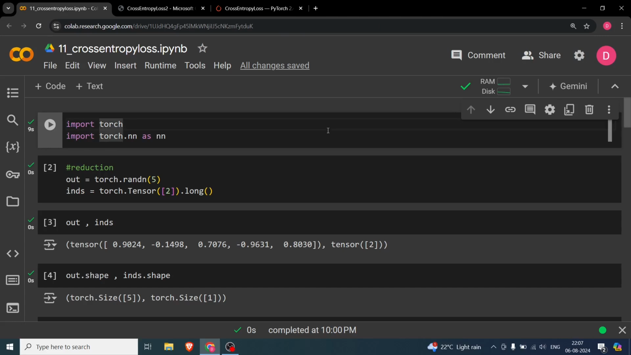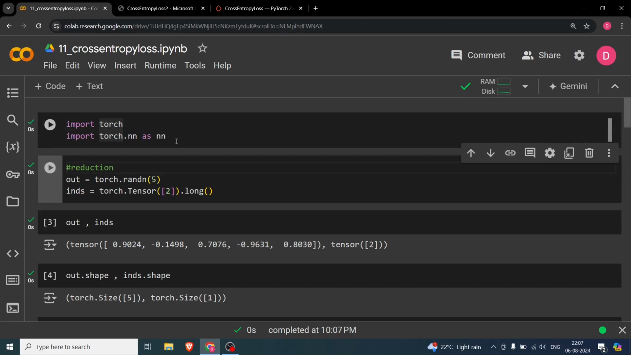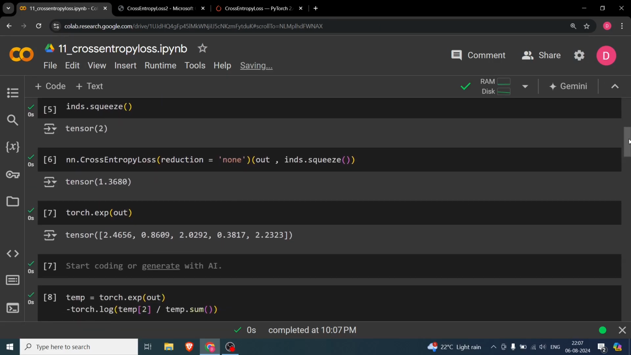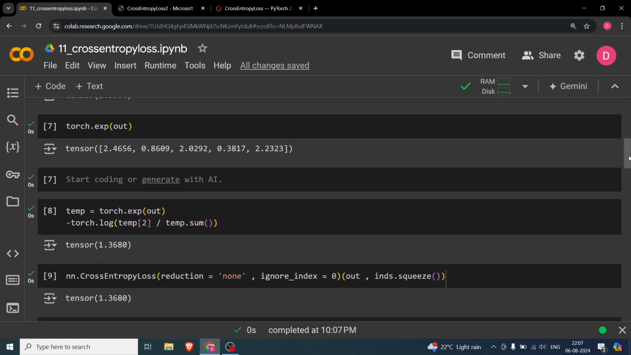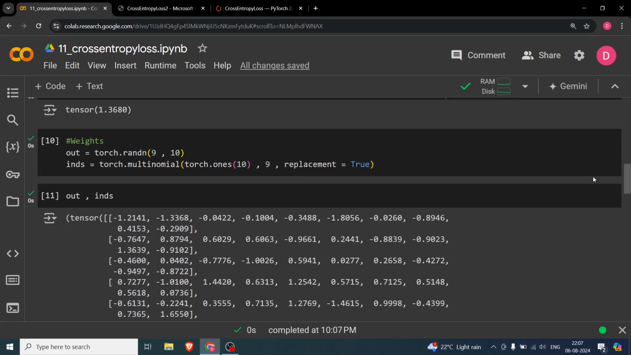Okay, so we just have to run this one. This is import torch and torch.nn, and then we can slide down, because these are things we have already covered in the last video, and it is not important to know at this point of time, because these parameters generally speaking are not very related. Now as we are dealing with weights, I have explained what out is. 9 cross 10. 9 is what? Number of examples. 10 is what? 10 neurons at the end.